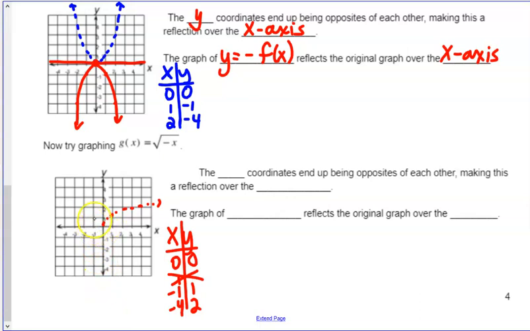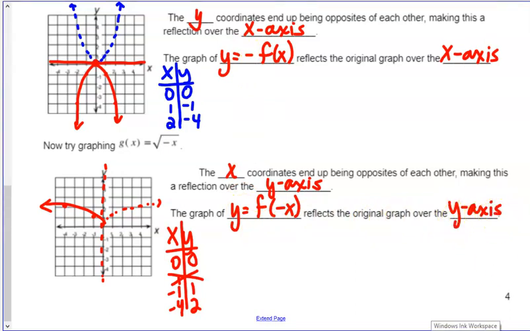So what we end up having at negative 1, 1 and at negative 4, 2, is our graph coming over the y-axis as a mirror. Here was the original. Now I'm going in this direction. So when my x-coordinates have changed, they end up being opposites of each other. Then we have a reflection over our y-axis. So looking at the generic function form, if I throw a negative on the inside versus the outside, then we have a reflection over the y-axis. So inside y, outside x, that's what we have.